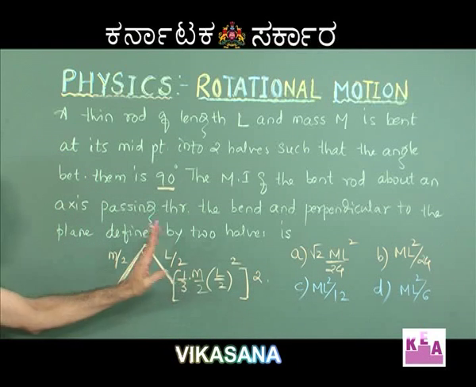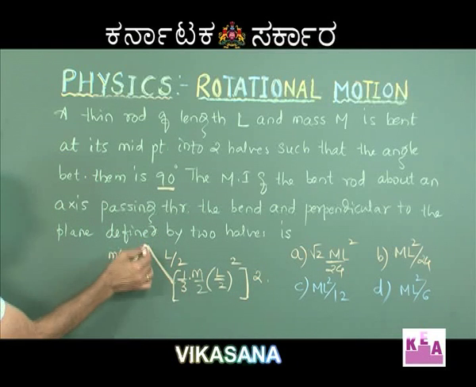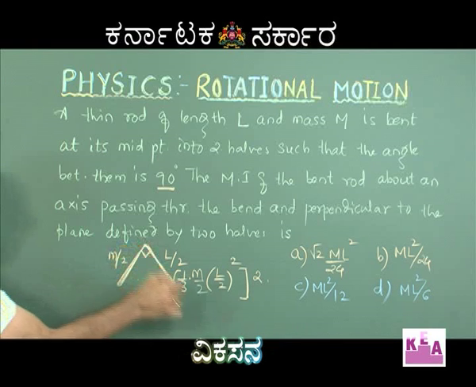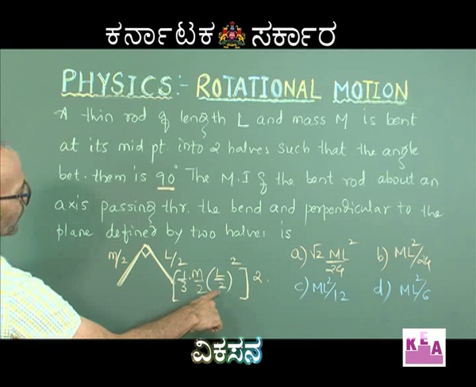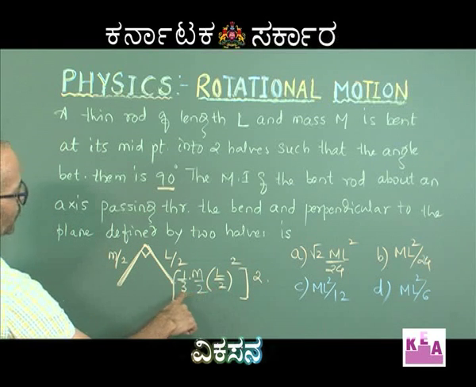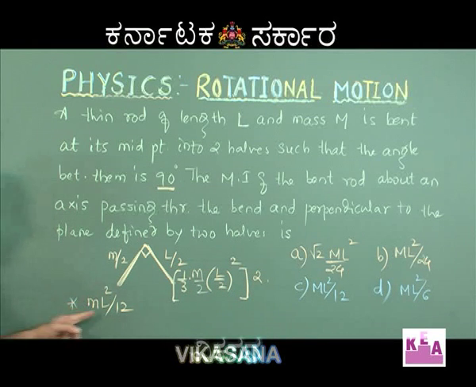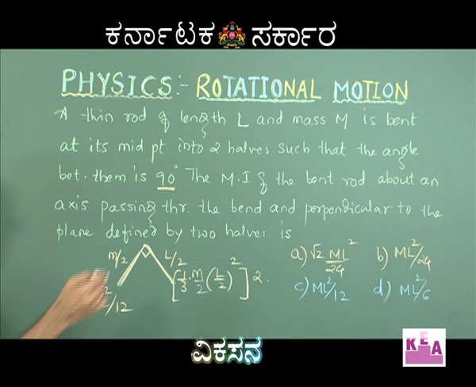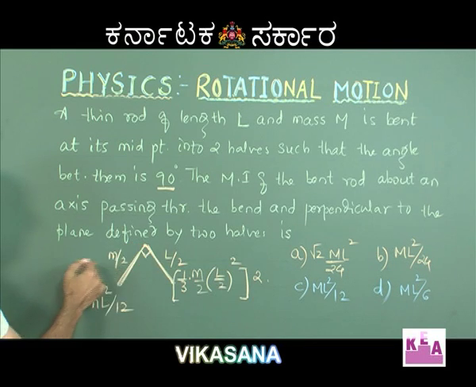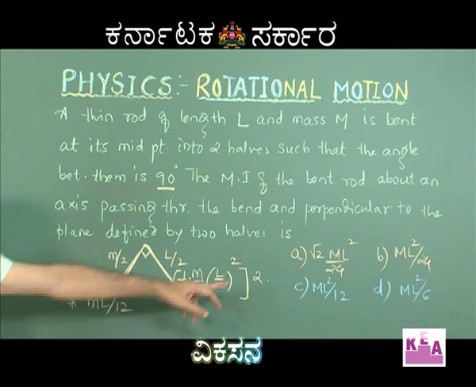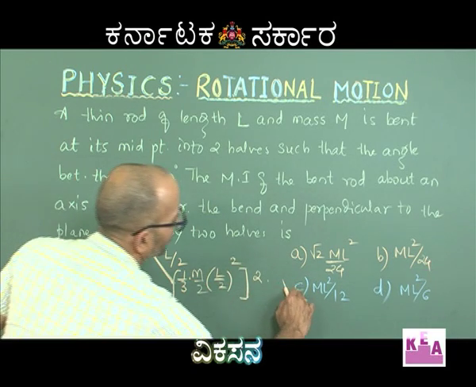So, if you solve this, you will get the moment of inertia of this bend about an axis perpendicular to the plane, which will be m L square by 24 into 2 means 12. So, it will be m L square divided by 12. And as I said, this is nothing else but the moment of inertia of the rod about an axis passing through its midpoint and perpendicular to its length. I hope you realized this. It's a very, very important problem, and the correct answer is m L square by 12, which is your option C.